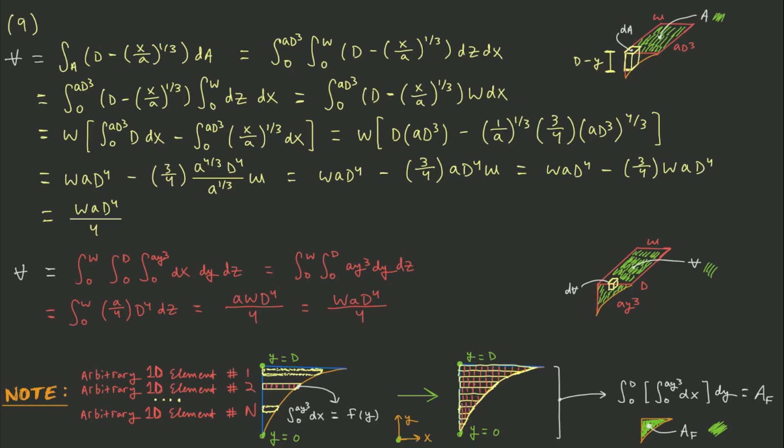Now, for the volume integral, again, we have this small little cube, and instead of just integrating over this area, we integrate over the full volume. So we integrate in x, z, and y, right? So the volume integral looks a little bit different than the area integral, but they both give you the volume of that fluid above the gate, which is WAD to the fourth over 4. And you can see that the volume integral actually is a little bit more simple than the area integral, but that is what it is.